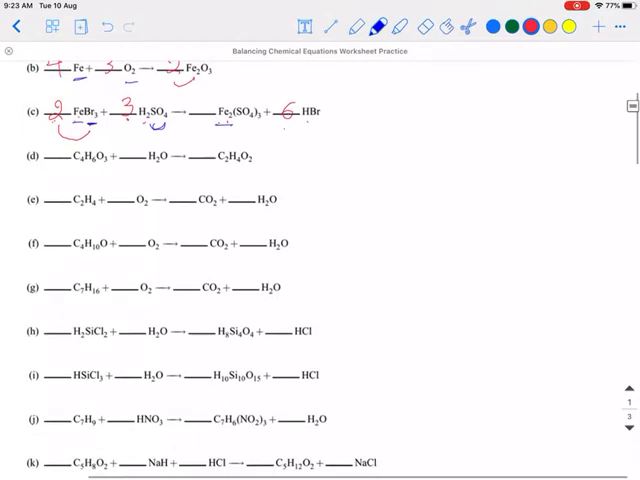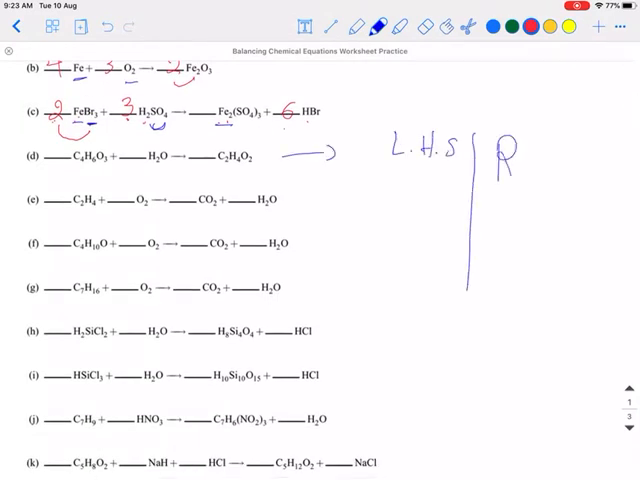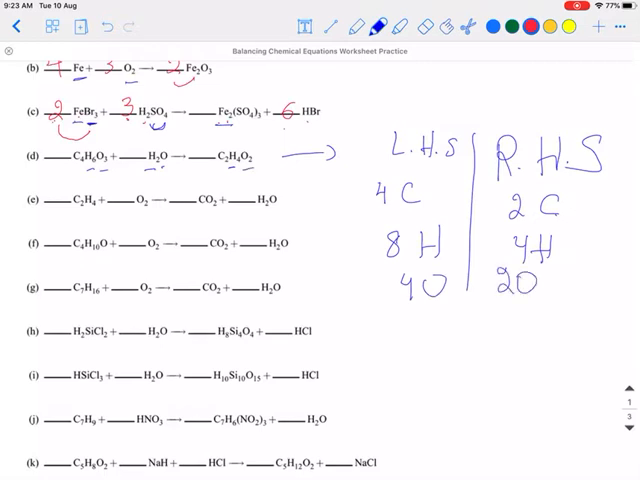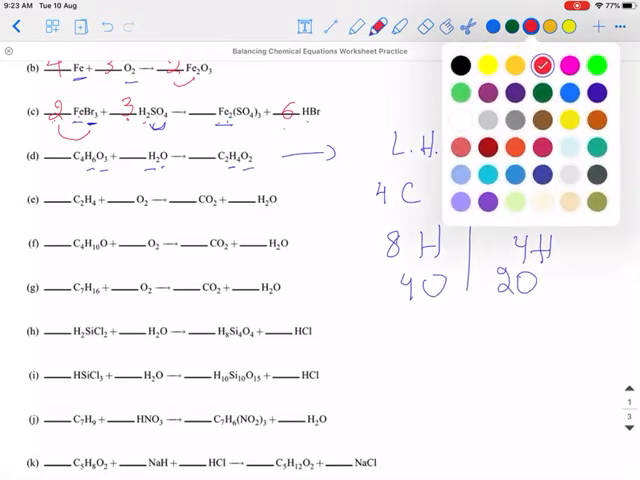Let us move to part D and try balancing it. Left hand side and right hand side. I have on the left hand side 4 carbon, on the right hand side 2 carbon. Hydrogen 6 and 2 sum up to 8, so 8 here, 4 hydrogen on the right hand side, and oxygen 3 and 1, which is 4 oxygen. Here we have 2 oxygen.